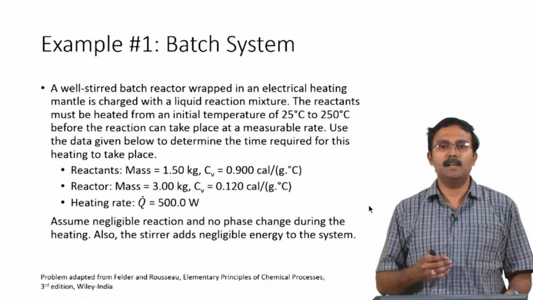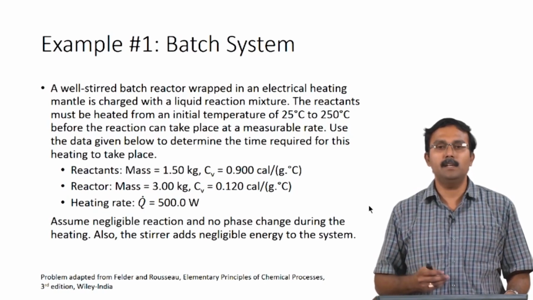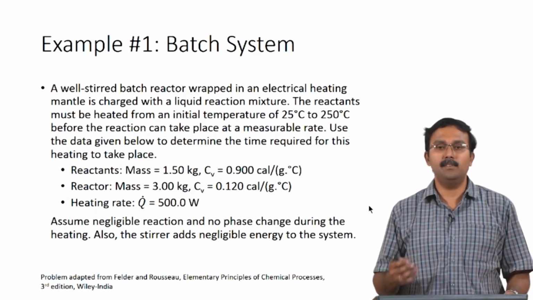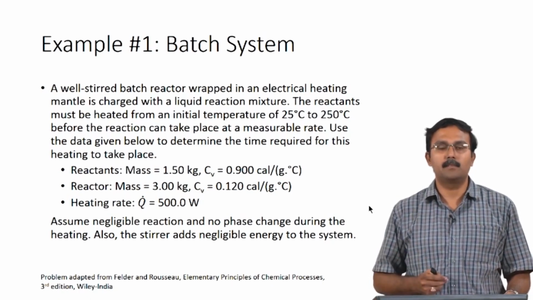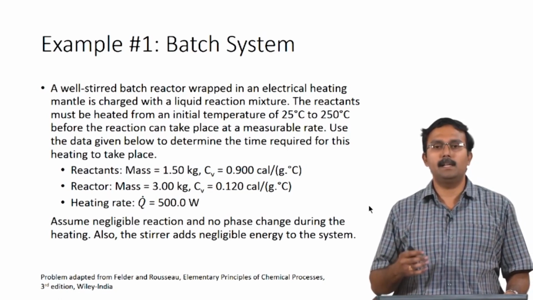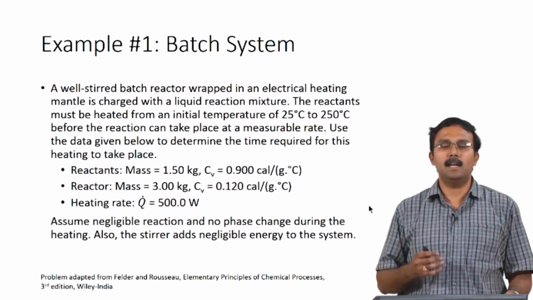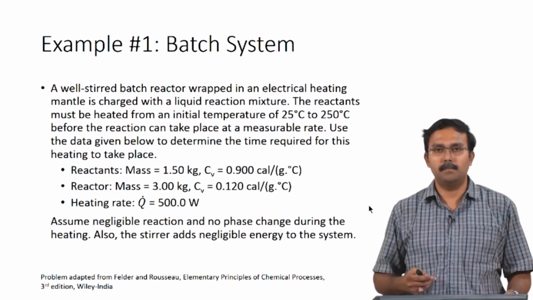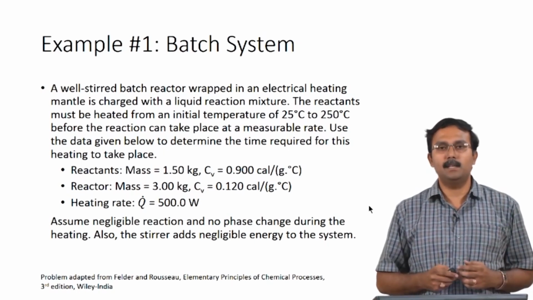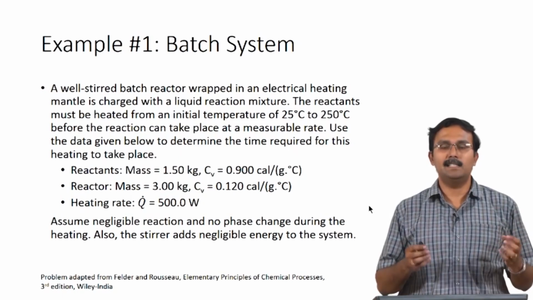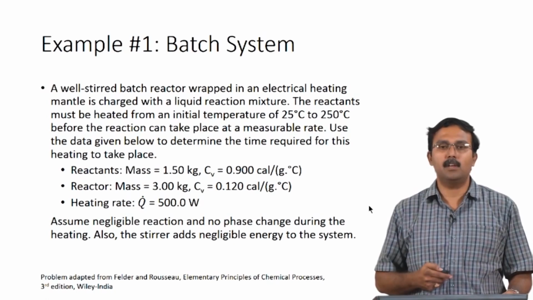Reactants are given as mass of the reactants is 1.5 kilograms, Cv for the reactants is also given, mass of the reactor and the Cv for the reactor is also given. The rate of heating Q dot is given as 500 watts. You have been asked to assume negligible reaction and no phase change during the heating. Also, the stirrer adds negligible energy to the system. So, making these assumptions, we would be able to use the equations that we derived. So, whatever we had as conditions are met in this problem. So, we can use the equations to try and solve this problem.